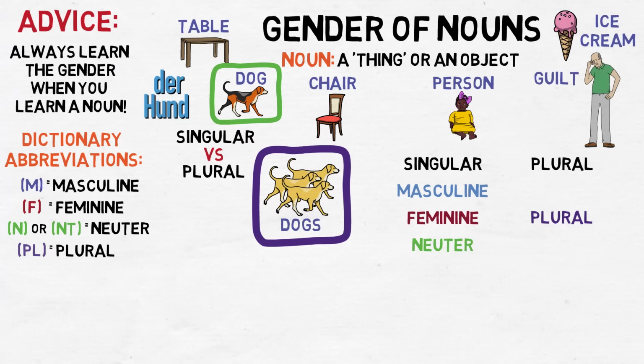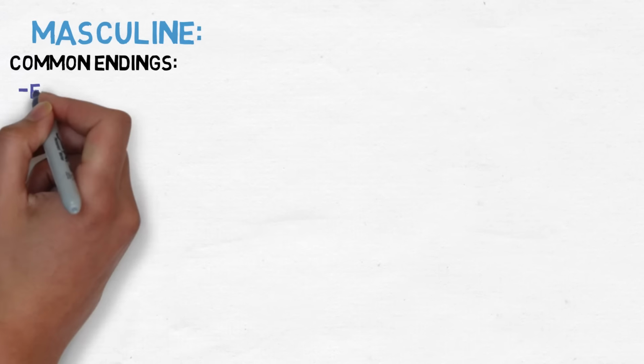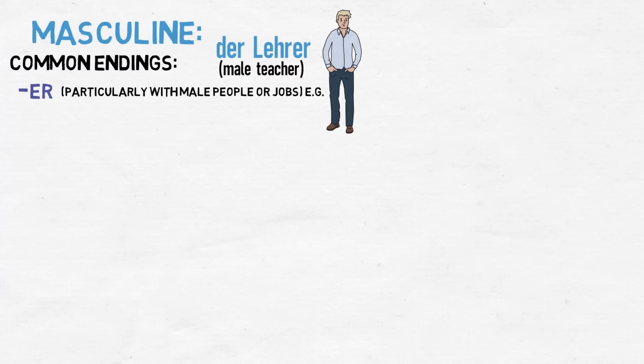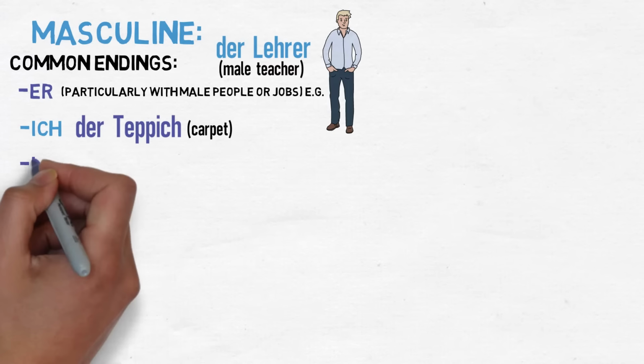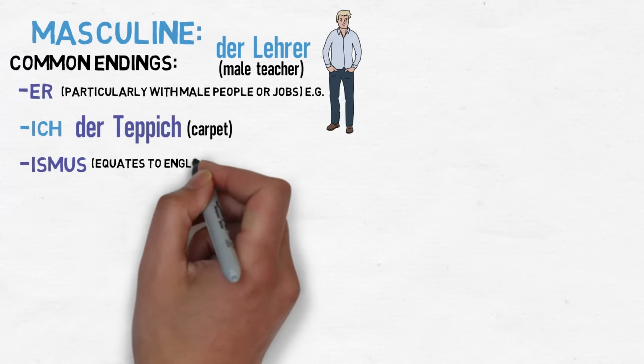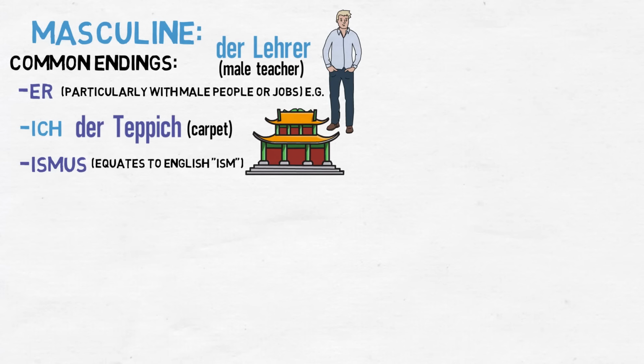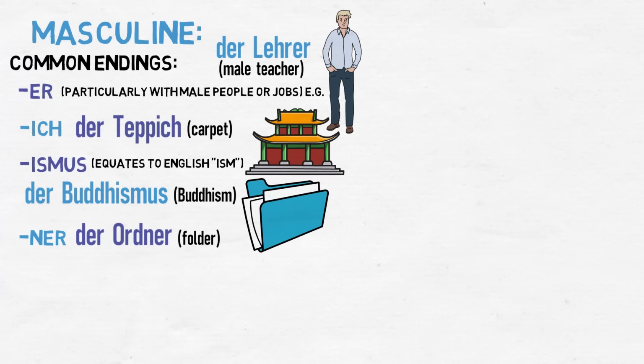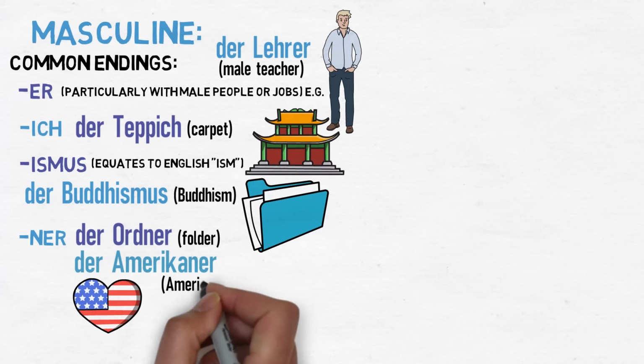There are also some word endings or beginnings which tend to be of a certain gender, and these are as follows. Masculine words will often end in ER, particularly with male people or jobs, for example, der Lehrer, male teacher. ICH, for example, der Teppich, meaning carpet. Ismus, ISMUS, which equates to the English ism, such as der Buddhismus, Buddhism. NER, for example, der Ordner, folder, or der Amerikaner, American.